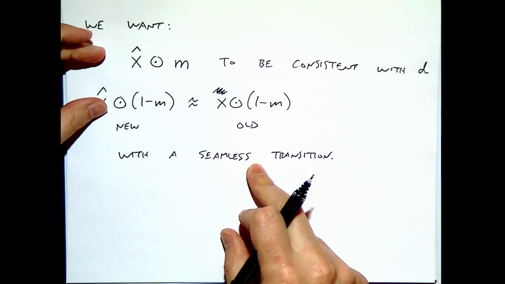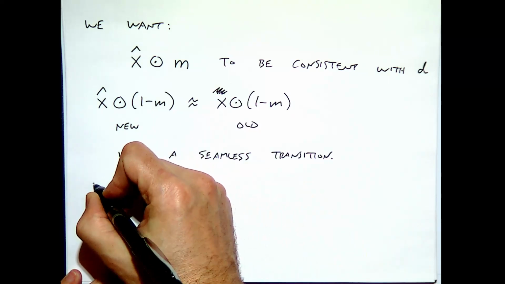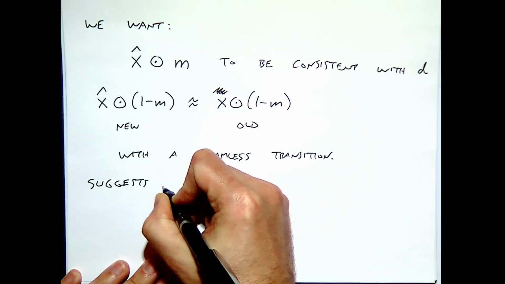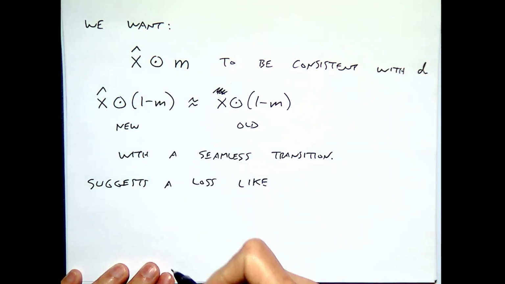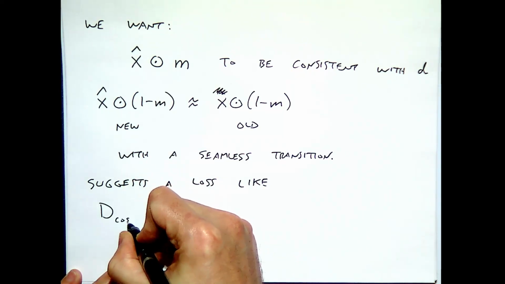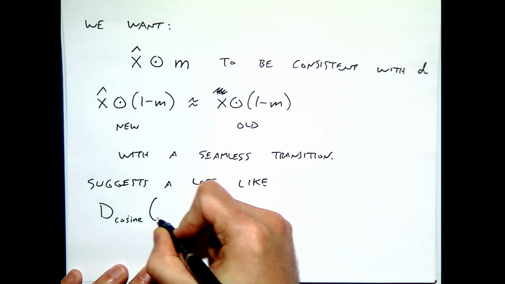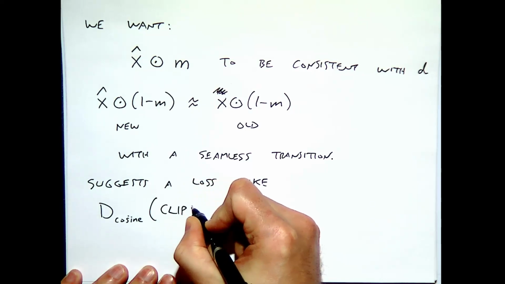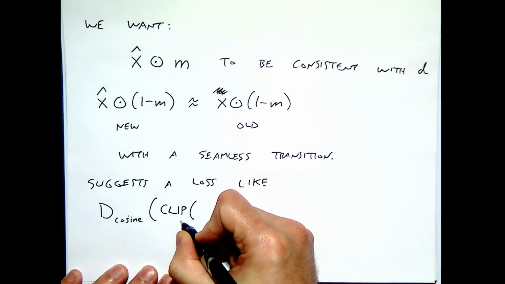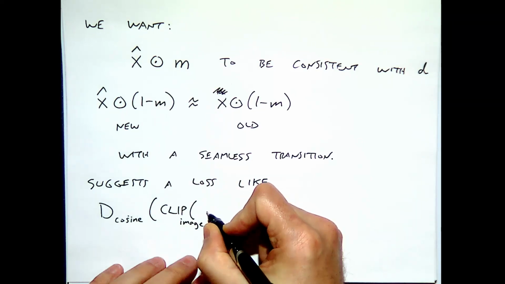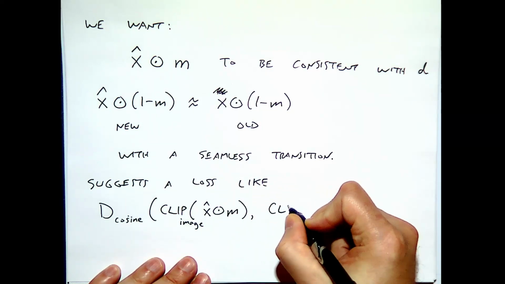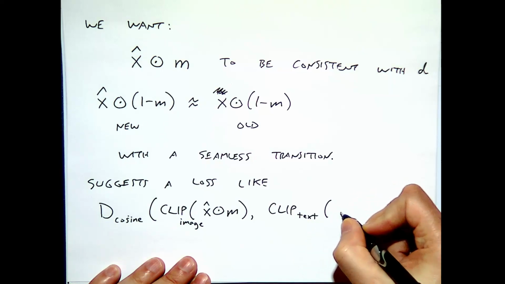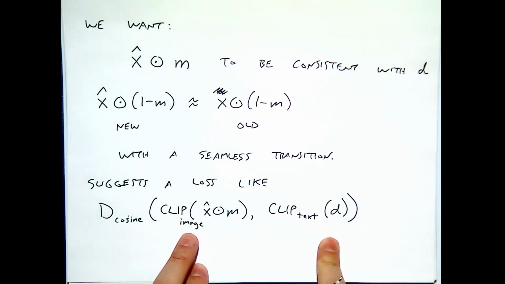So this suggests a loss function like the following. If I wanted a loss function that mirrors this philosophy, I would say I want the distance, for example the cosine distance, between the CLIP image embedding of the new image in the mask region and the CLIP text embedding of the prompt to be similar. I want these things to be low distance.